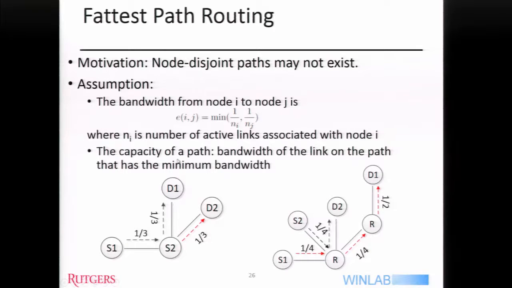Based on the bandwidth of a link, we can also define the capacity of a path. That is, the minimum bandwidth among the links on the path. For example, in this one, for both flow 1 and flow 2, the capacity is only 1/4. Although the link bandwidth of this link is 1/2, there's a bottleneck here. So the first flow's capacity is also 1/4.